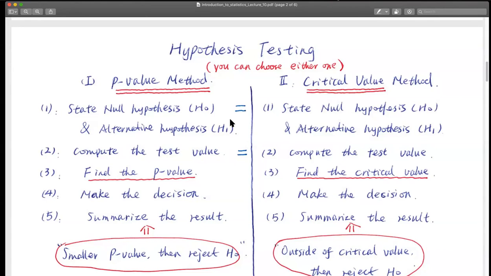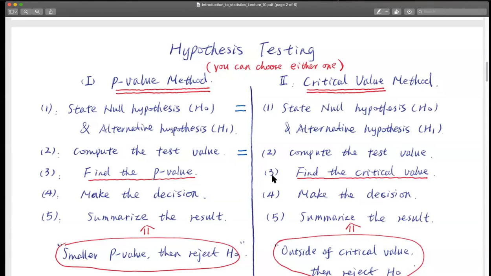Okay, so there are two ways for hypothesis testing, right? The p-value method, which we went through step by step in all the previous examples, has 5 steps. The critical value method also has 5 steps, very similar. If you compare them eyeball to eyeball, side by side, you will see the only difference is actually step number 3.